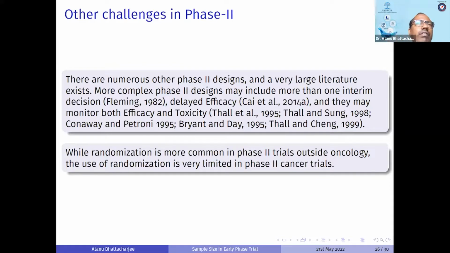There are different ways, such as alpha spending functions, to handle those things. But these are the existing challenges. Delayed efficacy.